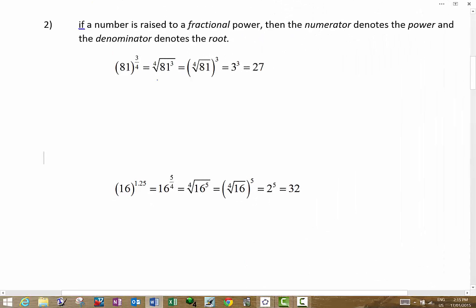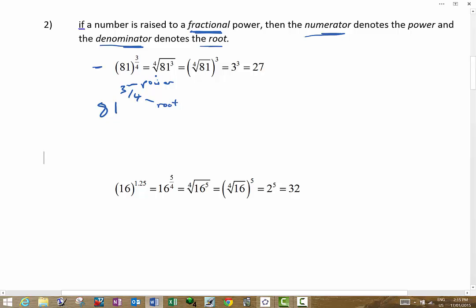The main rule that we learnt in Math 10 was that if we have a fractional power, then the numerator tells us the power and the denominator tells us the root. So looking at this example, 81 to the 3/4 means that the power is 3 and the root is 4, so we need the 4th root.